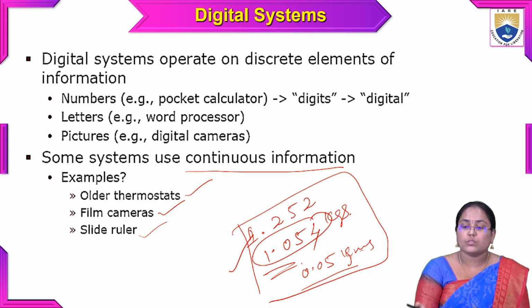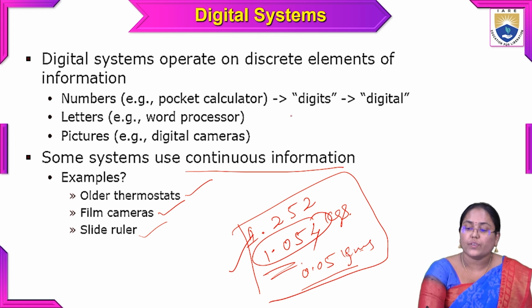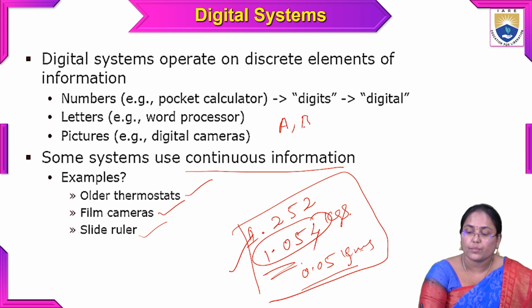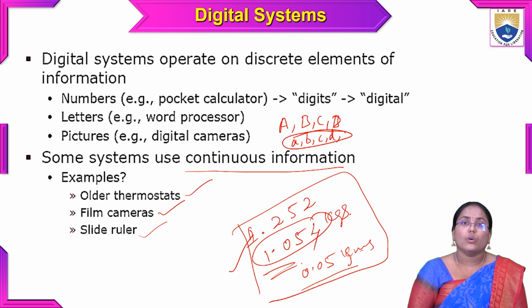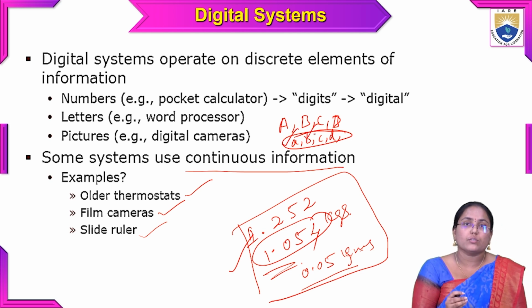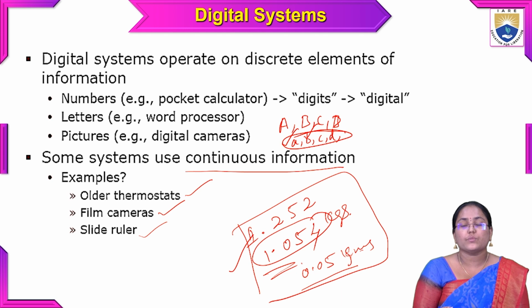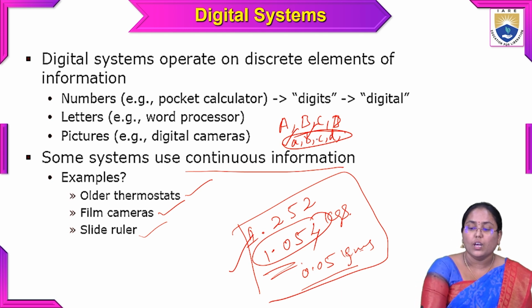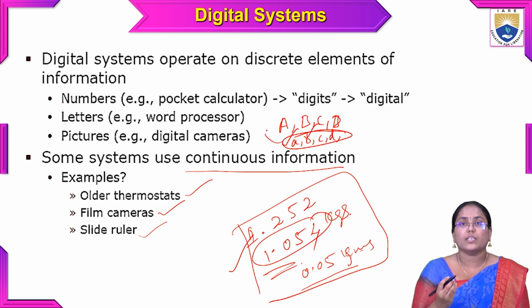But anyhow, letters also. Even in a digital system, we can deal with A, B, C, D, and also small a, small b, small c, small d. All these things will have their own value. Whenever I process any particular word, it will have its own binary logic, hexadecimal logic, or any other octal digit logic in the number system. So all these things can be used to represent the discrete elements in a digital system.